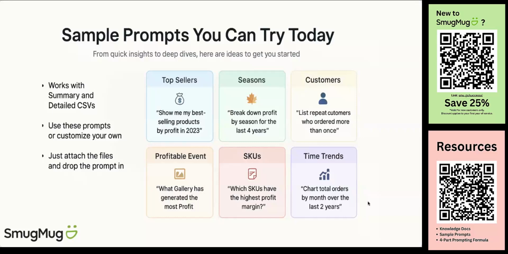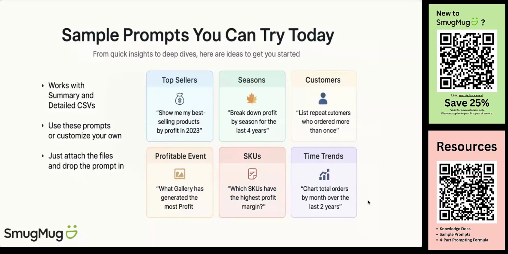The goal is to help you skip that blank page moment and just plug in your own data and time frame. So the guide is broken up into a couple of different sections based on the kind of insights you're looking for. There's sales performance, product mix, customer behavior, gallery trends, and seasonal insights. Each prompt includes the CSVs that it works best with, a quick sentence or two about the business context, a suggested output format, and then a link to the matching knowledge document if you need.